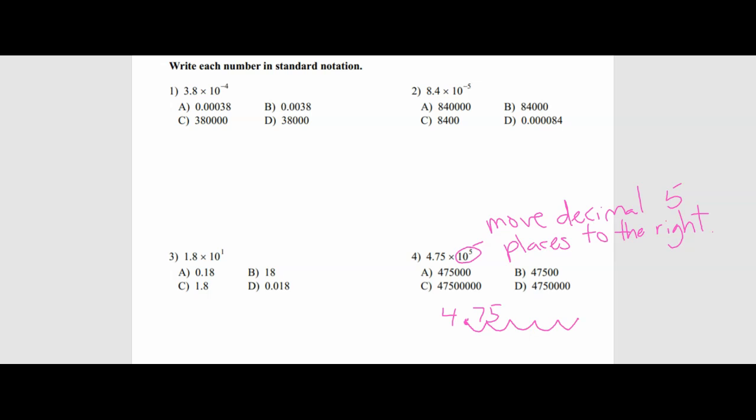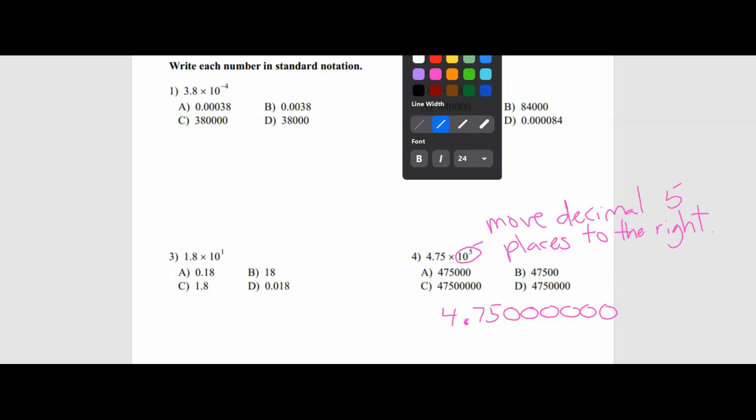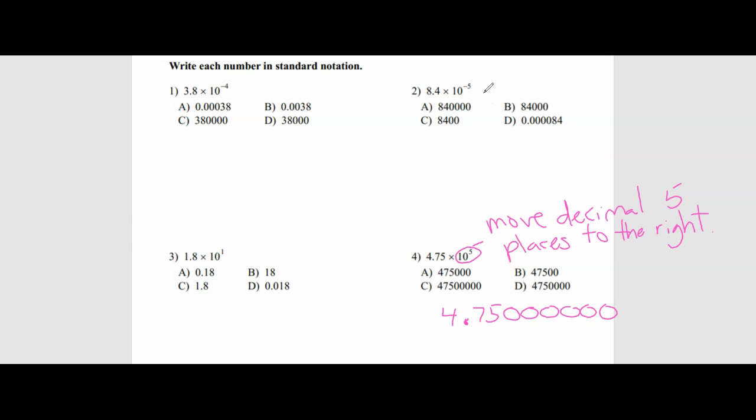Well, what happens when we don't have numbers there? Before we move this decimal, we're actually going to put some placeholders, and those are just going to be zeros. It doesn't matter how many zeros I put here. It's not going to change the number. That number is still 4.75. It just makes it easier for me to now move the decimal to understand what my new number is going to be.